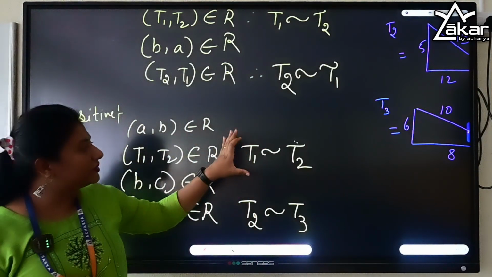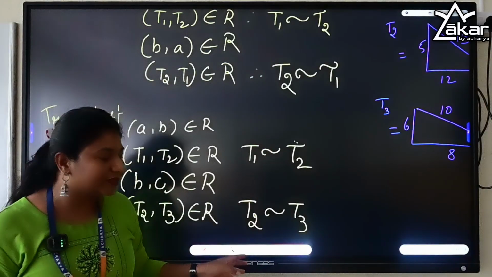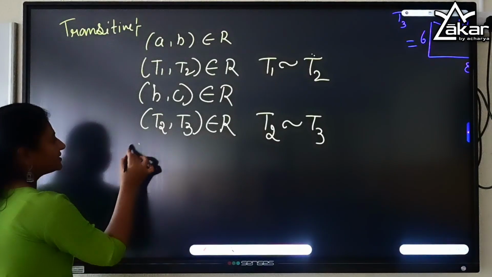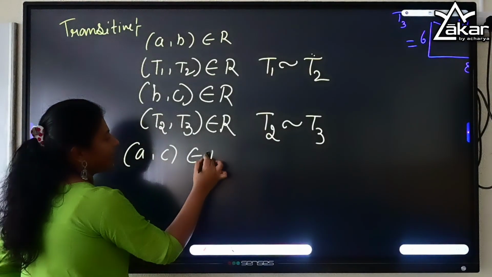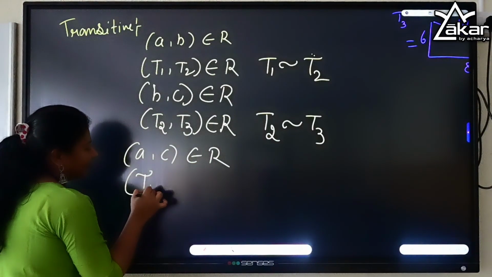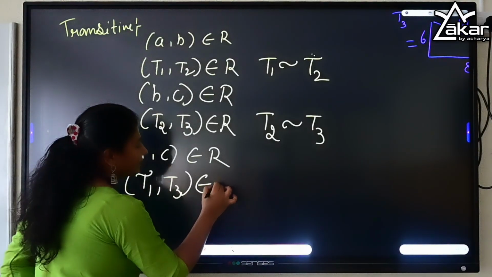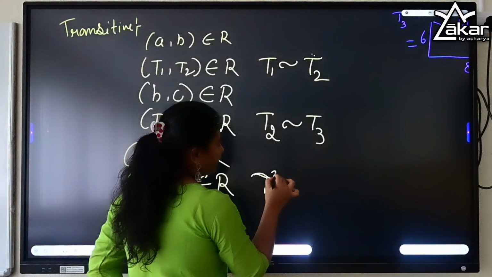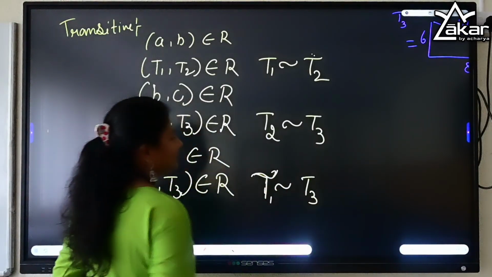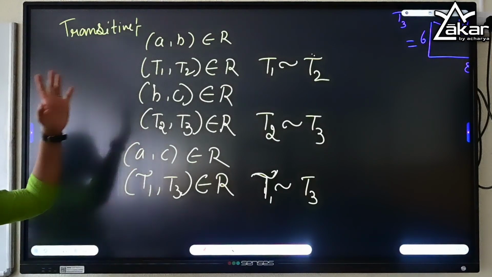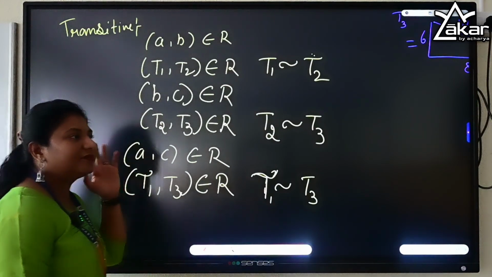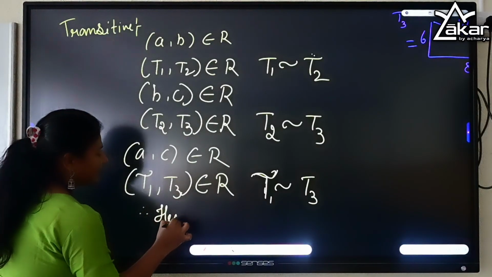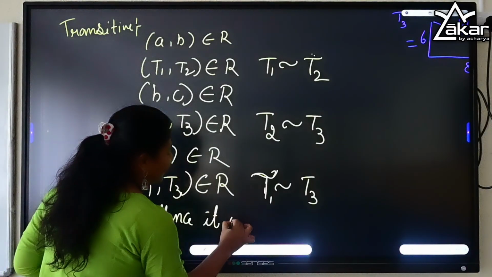If the triangles T1, T2, T3 are congruent, then according to the third condition, how can we prove that? A comma C belongs to R, so obviously T1 comma T3 also belongs to R, which defines that T1 is congruent to T3. Therefore, all the three sets of triangles are symmetric, transitive and reflexive. Hence it is an equivalence relation.